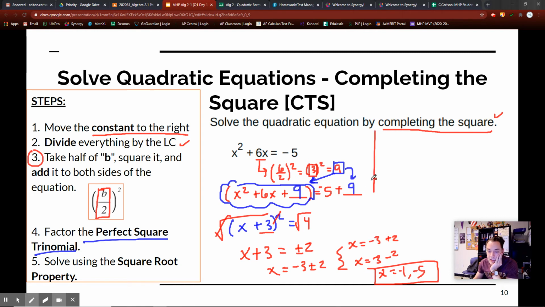Okay, now can this be factored? Yes. So x squared plus 6x plus 5. Factors of 5 that somehow, some way add up to 6: 5 and 1.